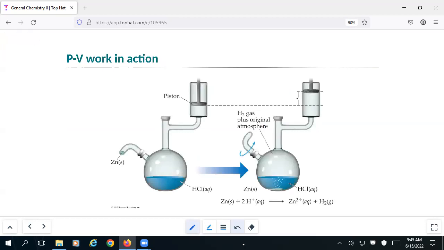So here's an example of one way we can get PV work in action. If we have a reaction that produces some sort of gas phase product, that gas phase product would push on the system and cause it to expand. That expansion would be our delta V value. And so in this particular case, we would see that the system is doing work because it caused the container to expand.